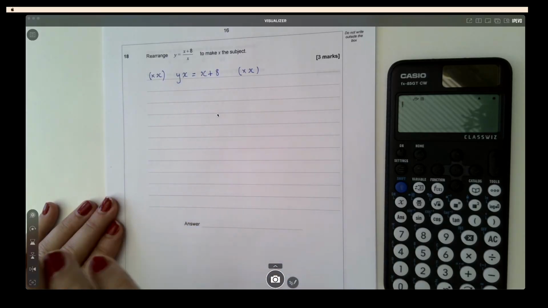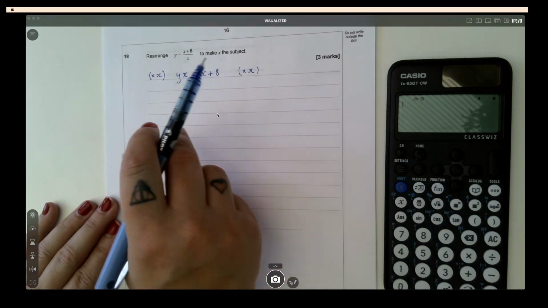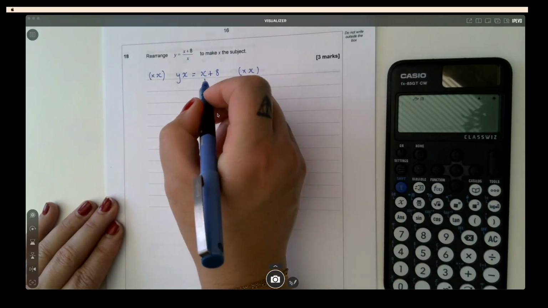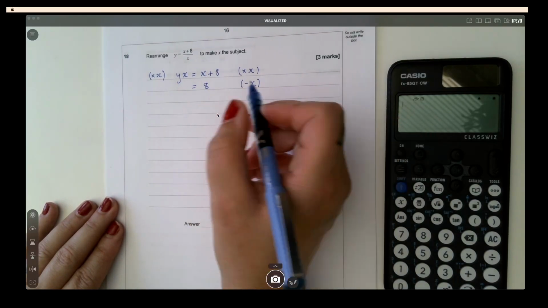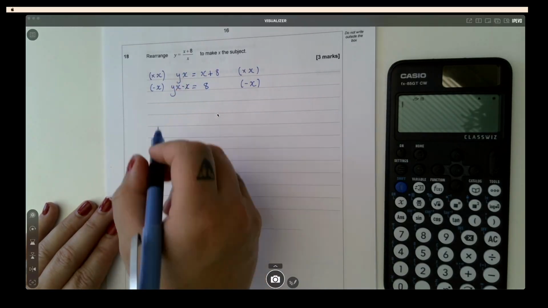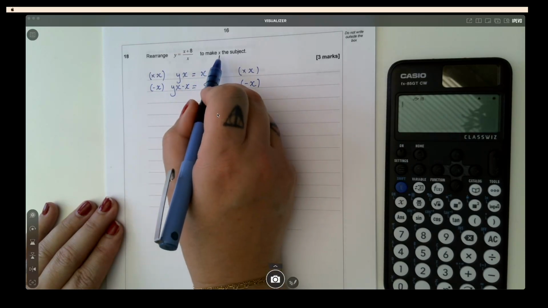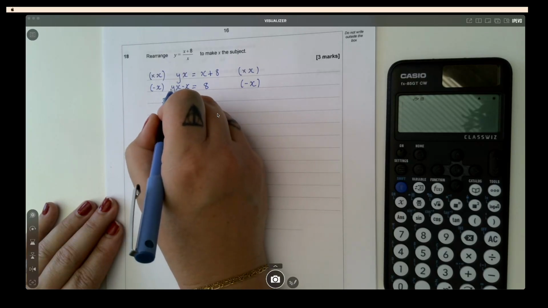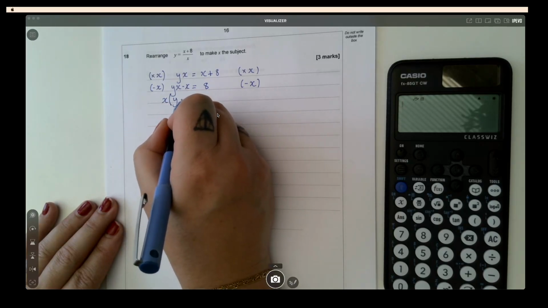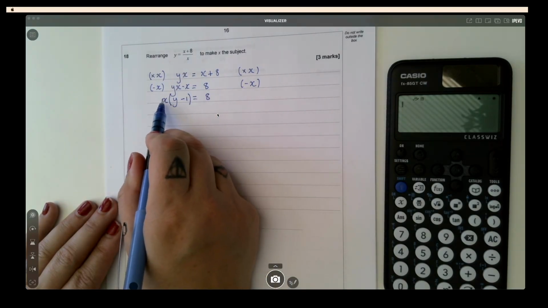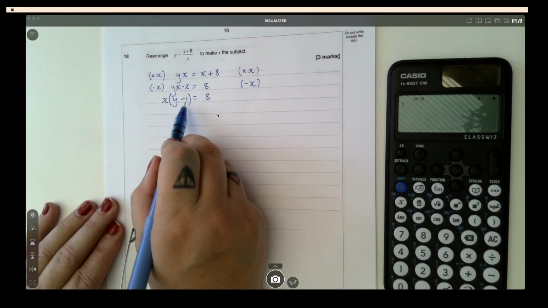So I want to make sure that all terms with an x in are on the same side of the equation. So let's move them so that they're all on the left hand side of the equation. So instead of having positive x here, I'm going to subtract x from this side, which leaves 8. And then when I subtract x from this side, I have yx subtract x. Now I'm going to factorise the left-hand side because I only want one version of the x. So if I pull out a common factor of x, y times x becomes y, and the negative x becomes negative 1.